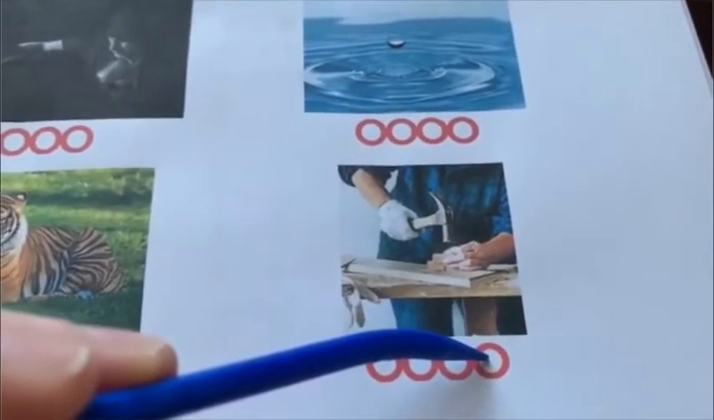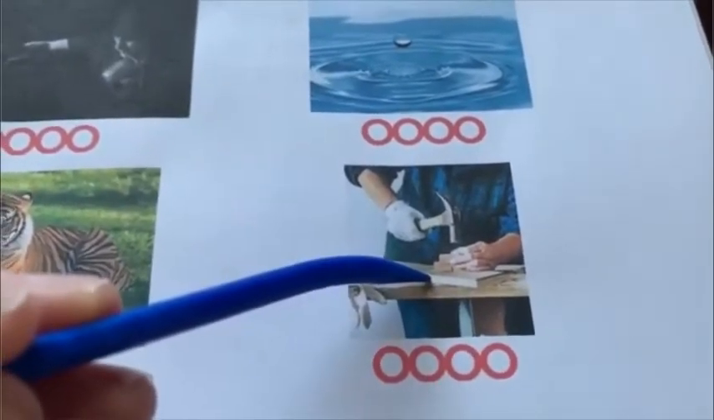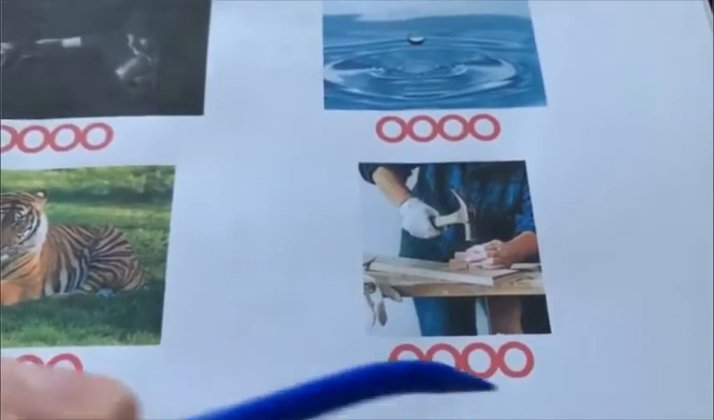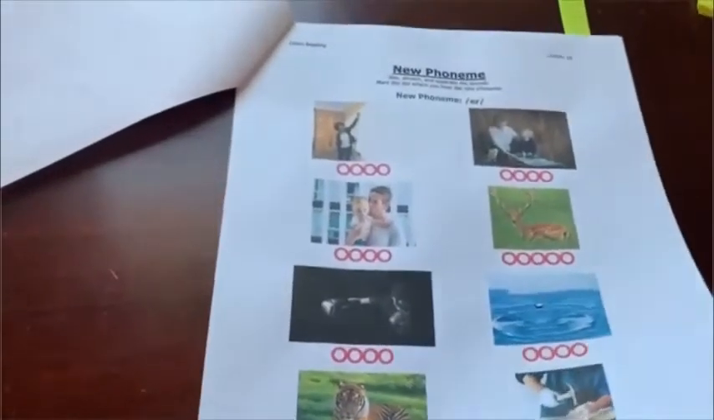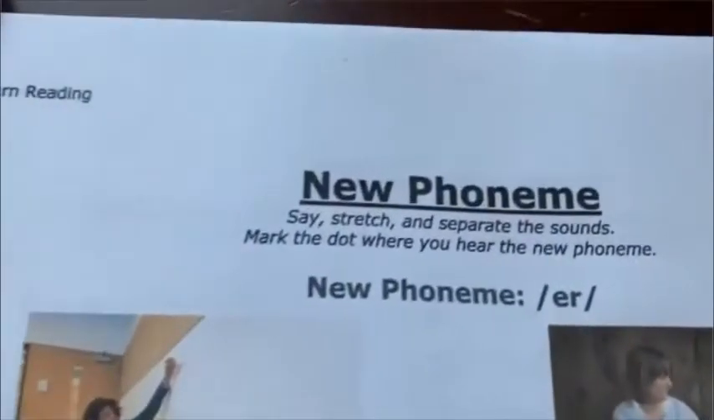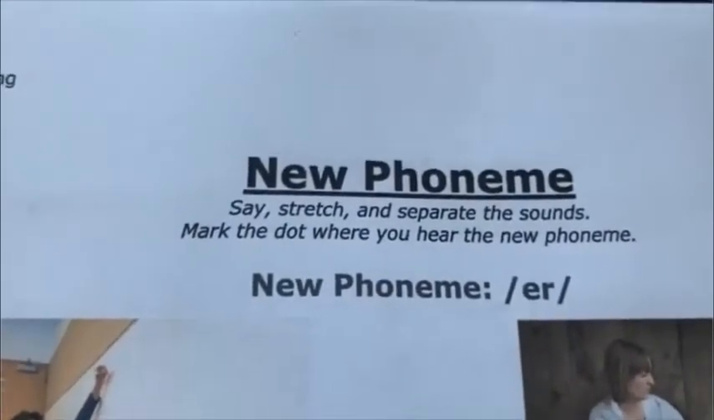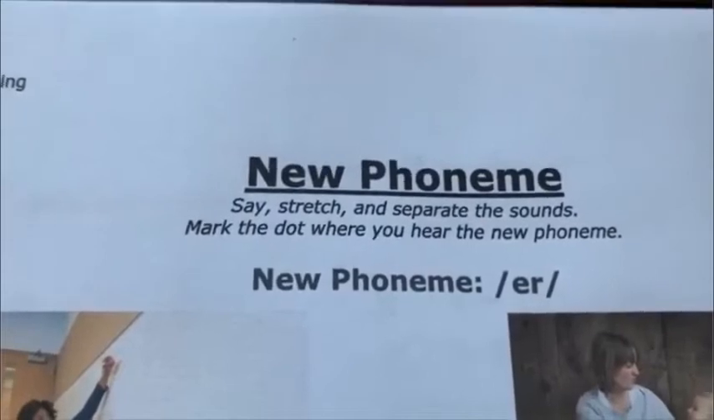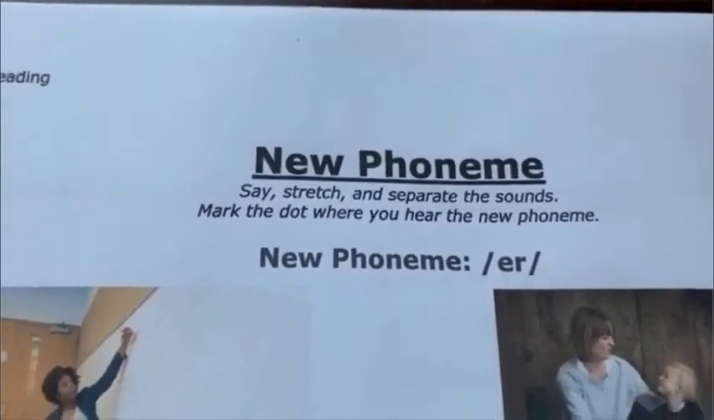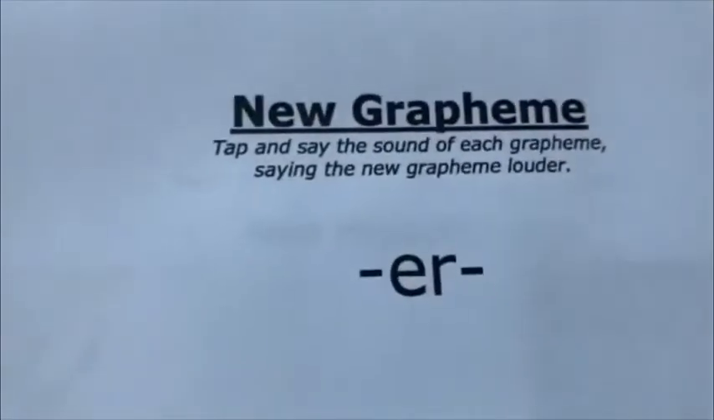So this is just phonemes. That's why there are not as many dots as there are letters in the word, because we're not working with letters, we're working with sounds. And the er is right there. So that's how you do this phoneme page. The directions for everything are right up there: say, stretch, and separate the sounds. Mark the dot where you hear the new phoneme. So every page has its own little directions for you right there.